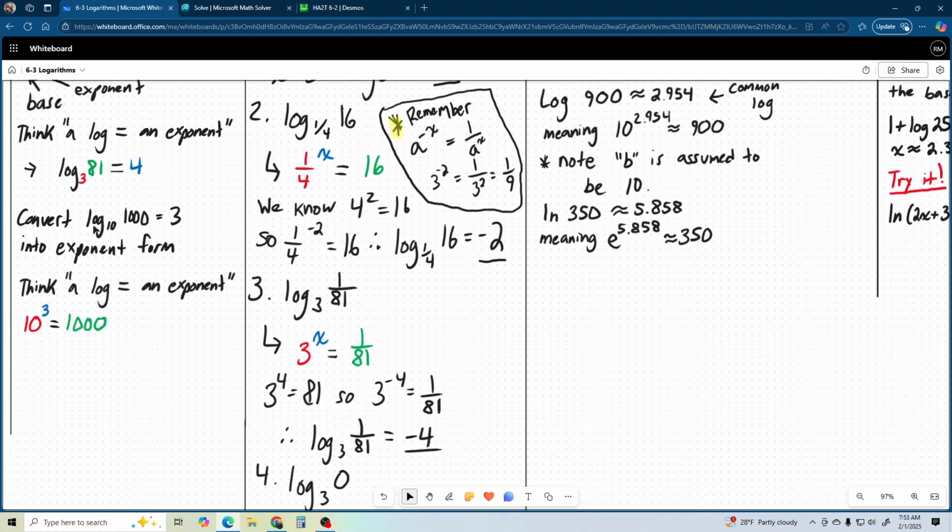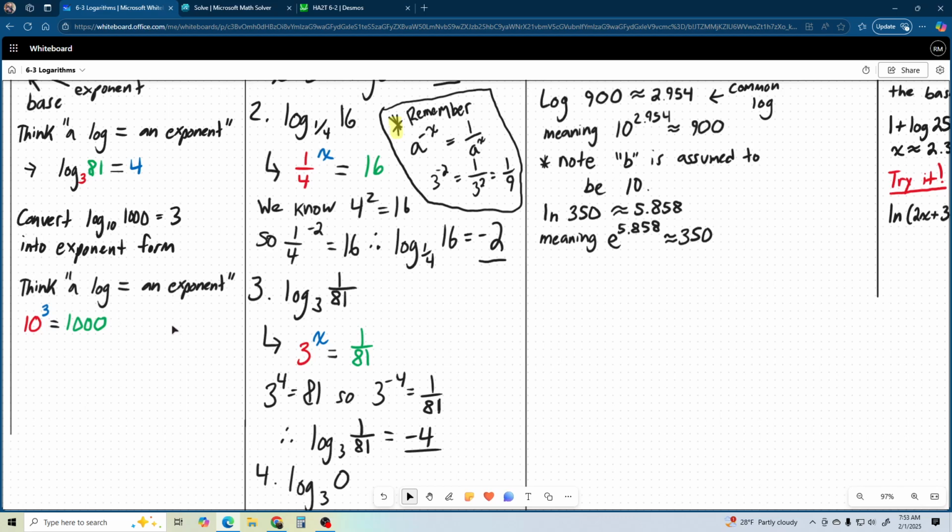So convert log base 10 of 1000 equals 3. Now remember, the easiest way to do this is to think the answer is the exponent, right? A log is an exponent, and then 10 is our base. Because we have log base 10 here, 3 is our exponent, and then this extra piece here is our result. And this is how you would convert from log form into exponent form.